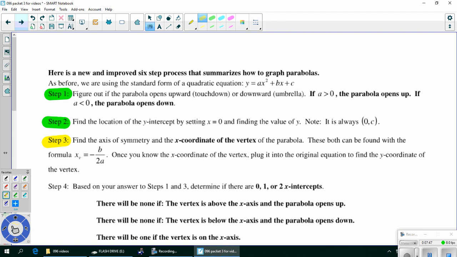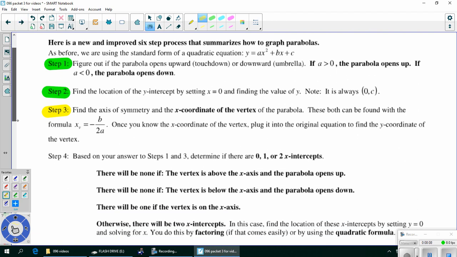So instead, our new step 3 is to find the axis of symmetry and also the x-coordinate of the vertex of the parabola. These both can be found with the formula x sub v equals -b over 2a. So we just saw that formula for the x-coordinate of the vertex. Once we know the x-coordinate, we plug it into the original equation to find the y-coordinate of the vertex.